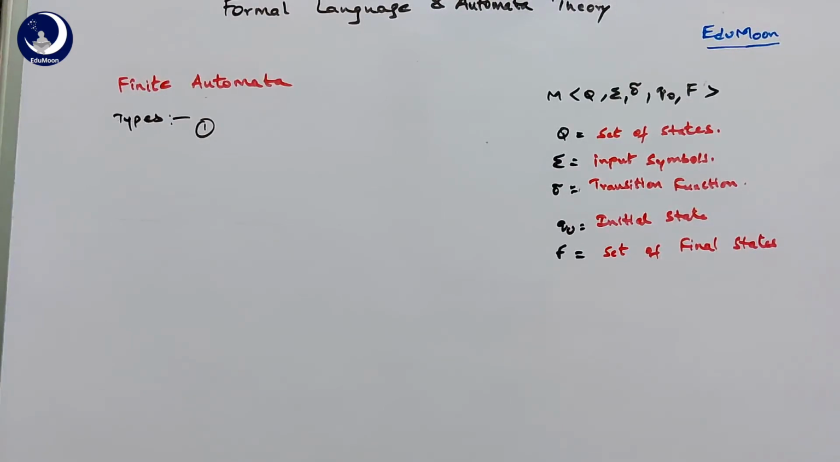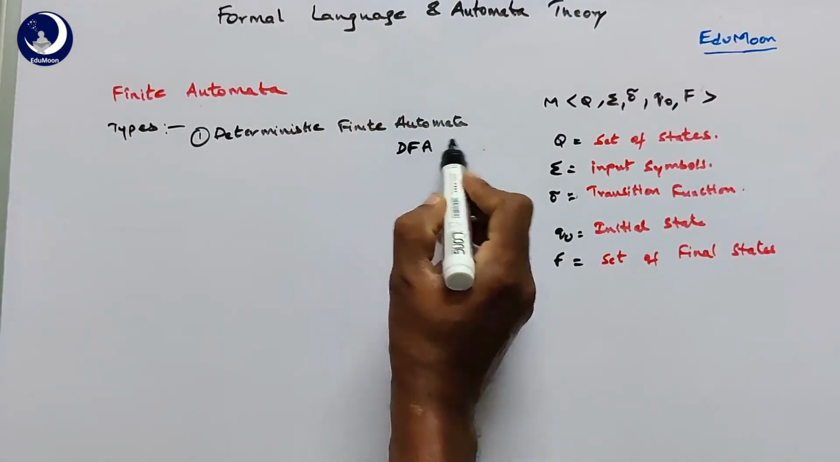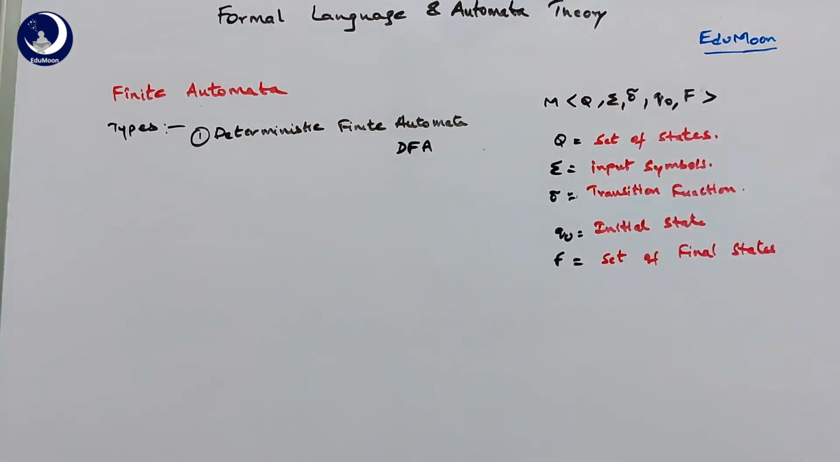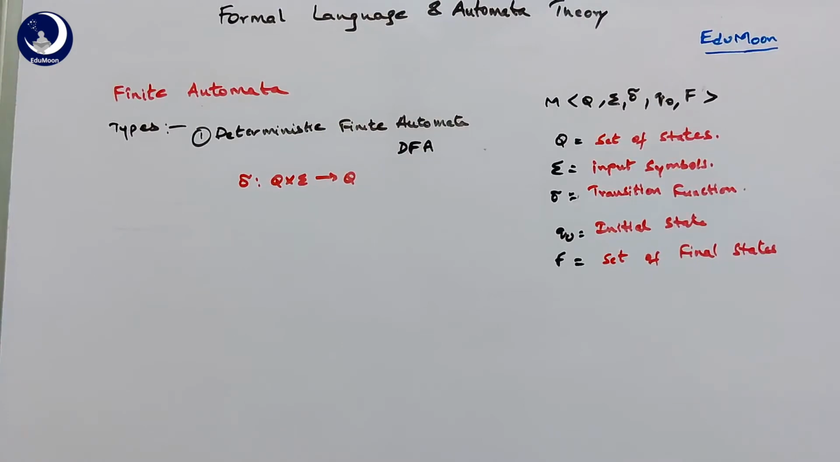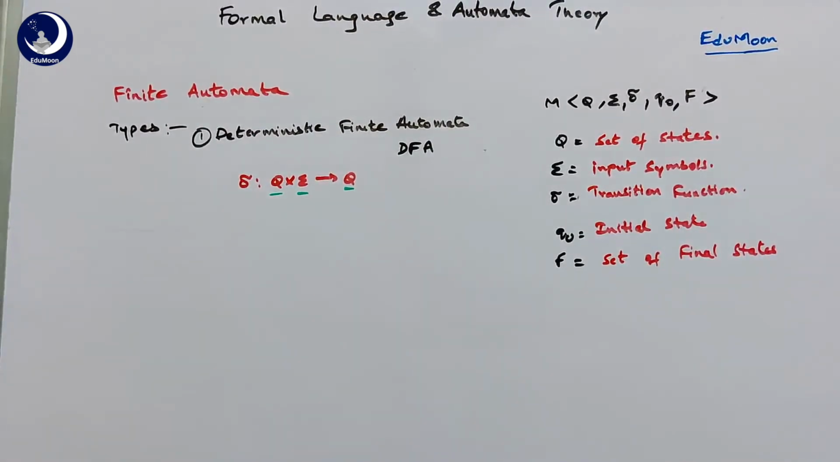The first one is deterministic finite automata. We simply call it a DFA, where you can clearly determine the possible next state on reading a symbol in a present state. So there will be only one possibility of next state. The function can be given as delta equal to Q cross sigma goes to Q. That is, from any state Q, you read a symbol and go to the next state, maybe the same state or any other state. That is clearly determined because there is only one possibility.